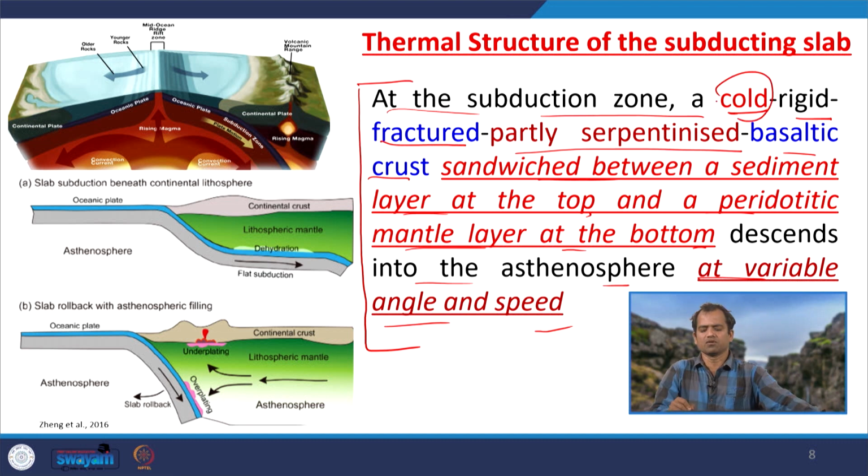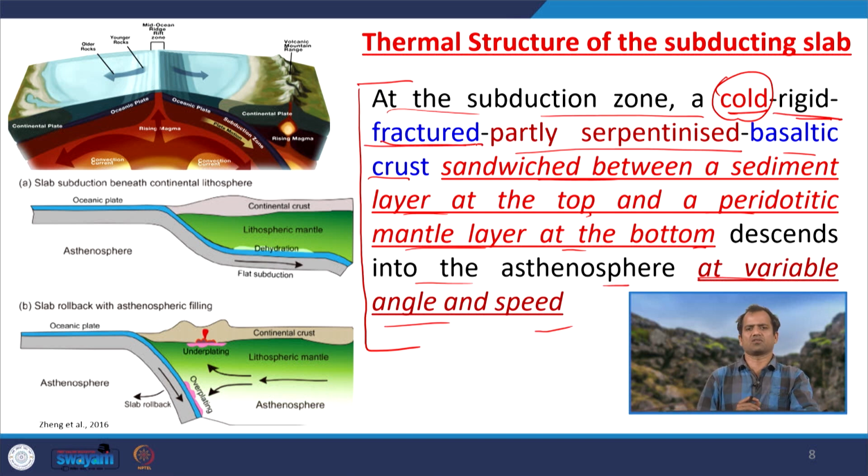It is cold because it is now away from the mid-oceanic ridge. Once upon a time it was formed at the mid-oceanic ridge, it was hot. Once it moves away from this mid-oceanic ridge system, it becomes rigid, it is cool, its density increased. Then it becomes fractured. Due to contraction, fractures were developed. Normal faults were developed at the mid-oceanic ridge system. And due to these fractures and normal faults, water was circulating inside, and that is why it is altered to serpentinite, to greenschist phases of metamorphism.